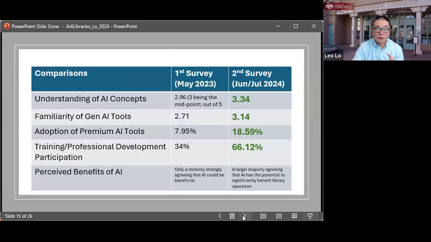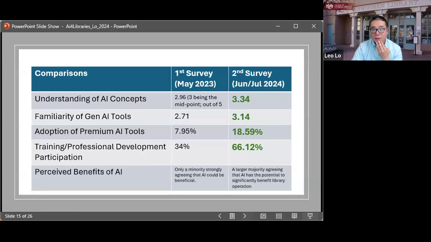In comparing the first and the second survey a year apart, of course, there's a little bit of increase in understanding and AI tools usage, but it's interesting to see that in the first year, only 8% of the people paid for premium tools. Second year, almost 19%, so more than double the people started paying for the subscription of these tools, and a lot more people are participating in any kind of training. 66% versus 34% in the first year.